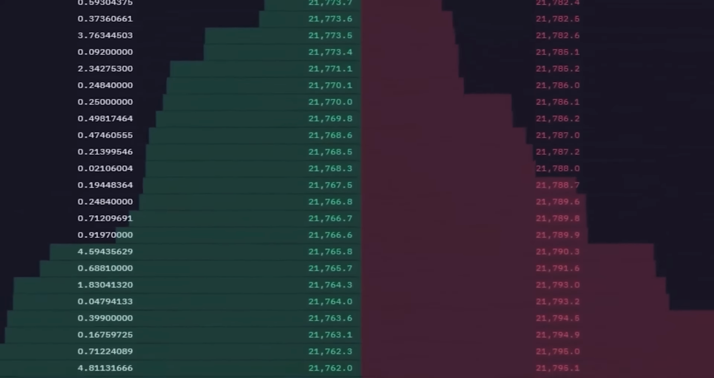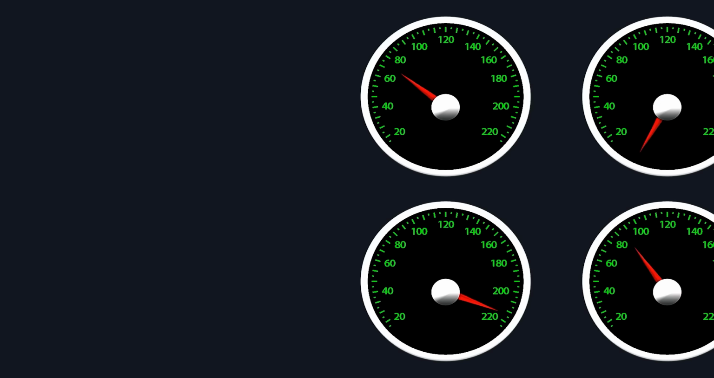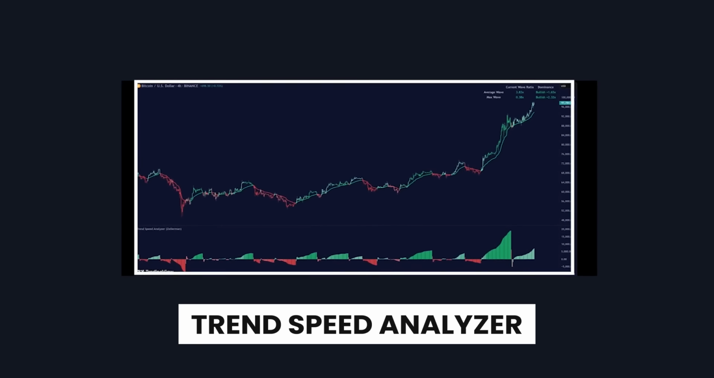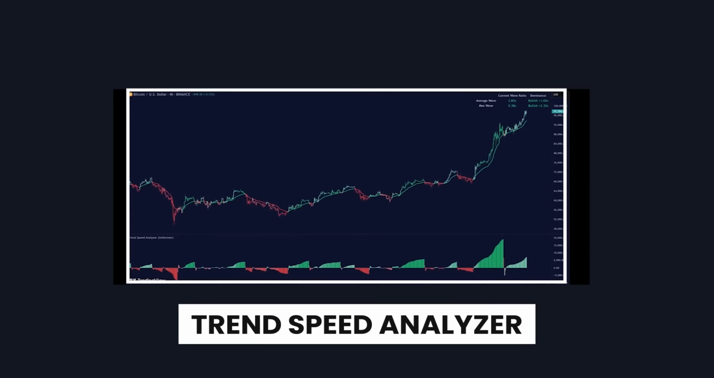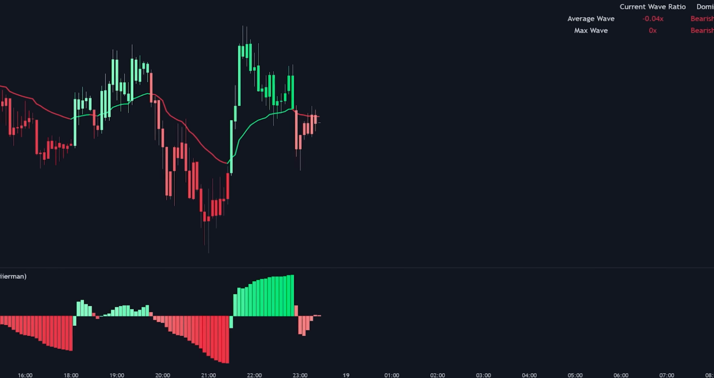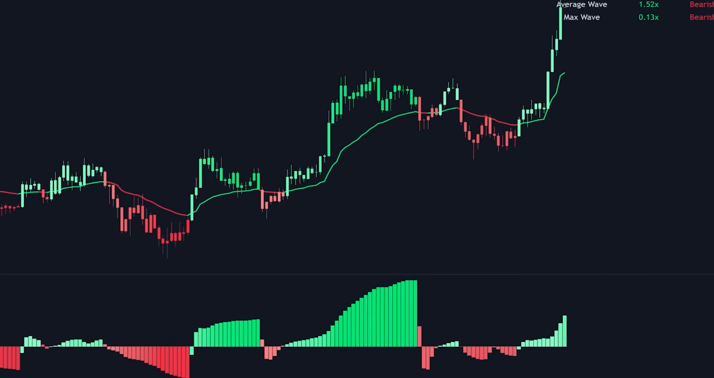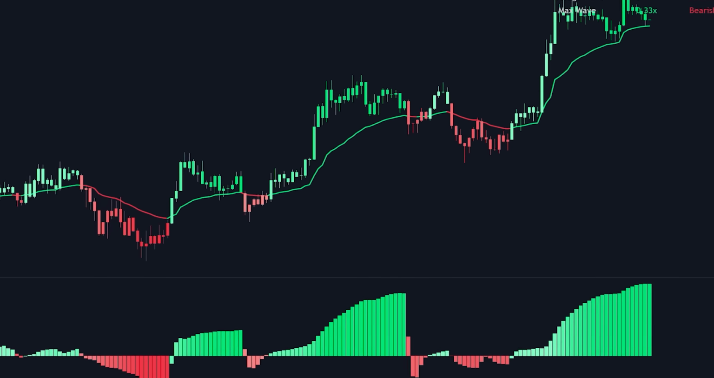on market momentum. But what if I told you there's an indicator that tackles this problem by looking at something most tools completely ignore? Today, I'm going to show you an indicator that doesn't just tell you where the market is going, it tells you how fast it's getting there and whether it's speeding up or hitting the brakes. This is the Trend Speed Analyzer by Zyman, and it's about to change everything you thought you knew about reading market momentum. This incredible tool measures not just the direction of a trend, but its actual speed and acceleration, giving you insights that most traders can only dream of.